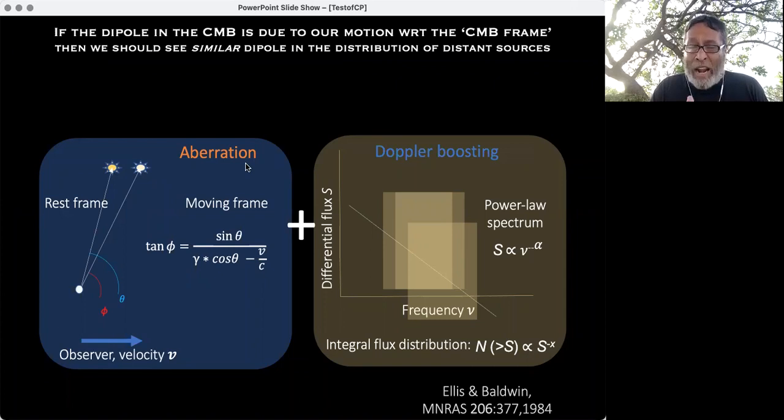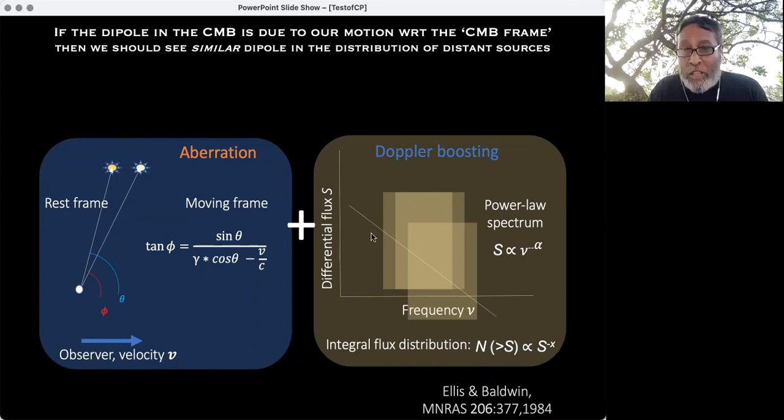This was actually discovered by Bradley, who was in fact the Savilian professor of astronomy at Oxford, the position which Joe Silk much later held. And he was looking for parallax, but he discovered that a moving observer actually sees a displacement of objects on the sky, that is aberration. In fact, he estimated the speed of light from this. This was 300 years ago, nearly.